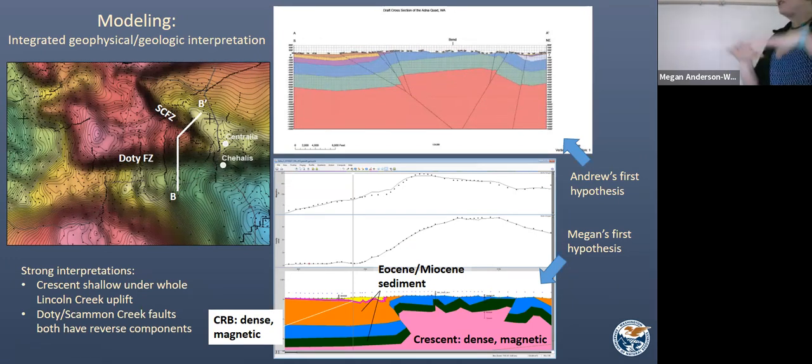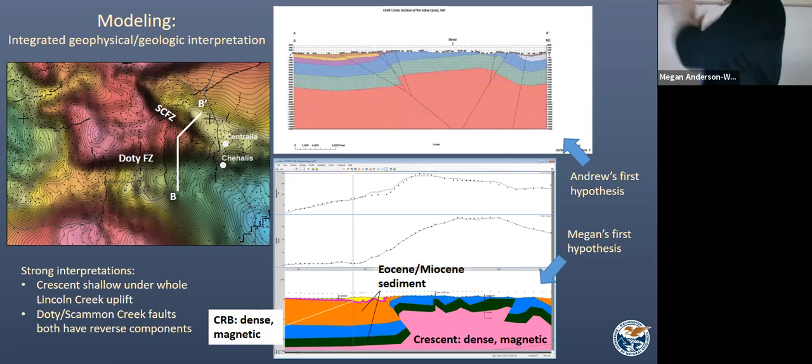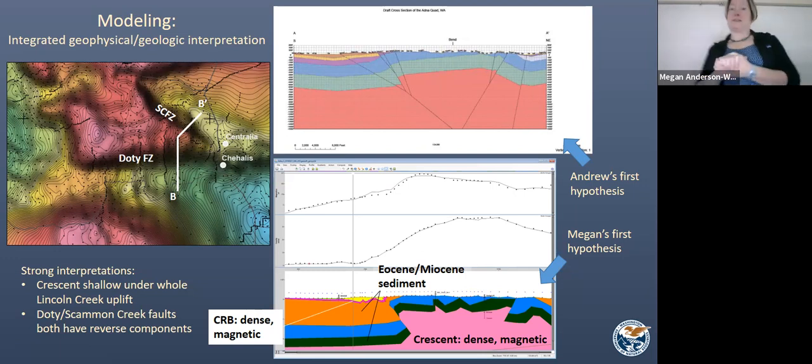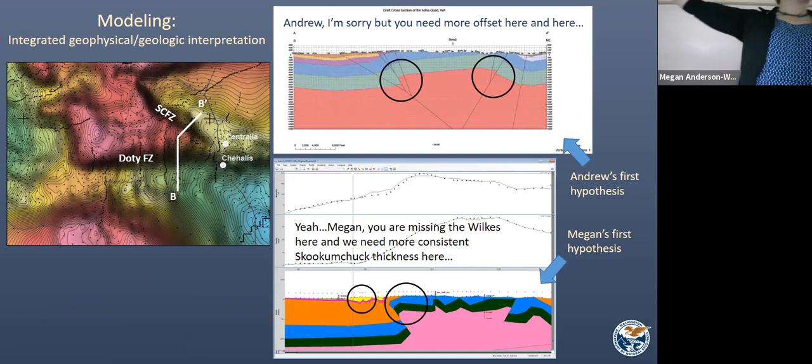So really clear that there's an uplift, almost like a plateau, north of the Doty fault. And then both of those faults have strong reverse components. And that's shown in the relationships on both of these. Okay, cool. So I tell Andrew, hey, buddy, you need more offset on these faults. We can't match the gravity and magnetics by having just this tiny little bit of offset on the top of the Crescent formation. And he says, yeah, but you're missing a whole formation, Megan.